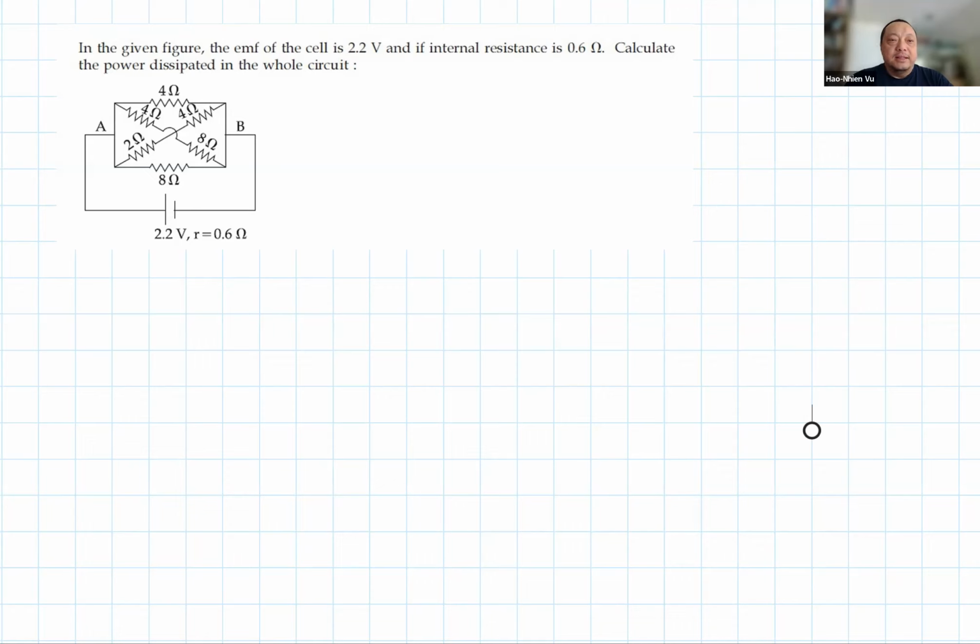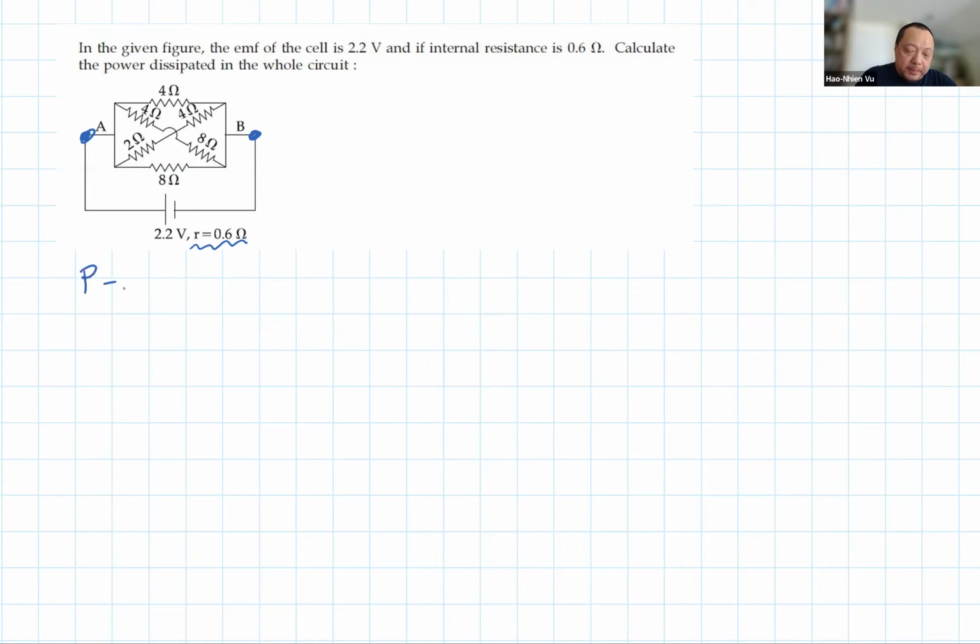The question is, in the given figure, the EMF of the cell is 2.2 volts and internal resistance is 0.6 ohm. Calculate the power dissipated in the whole circuit. And you have that circuit. It has an R here, a massive configuration of more resistances there, and you're given that the voltage is 2.2. And you're asked for power.